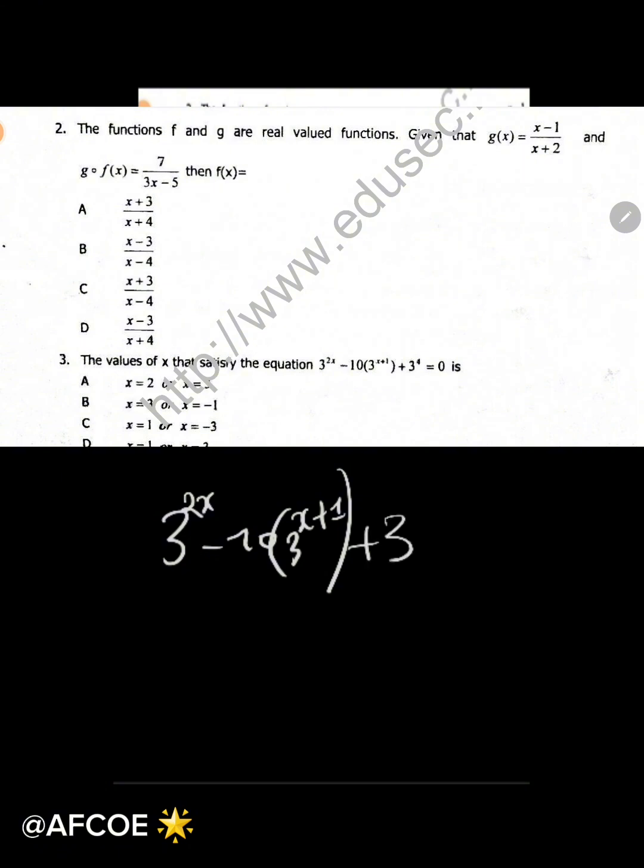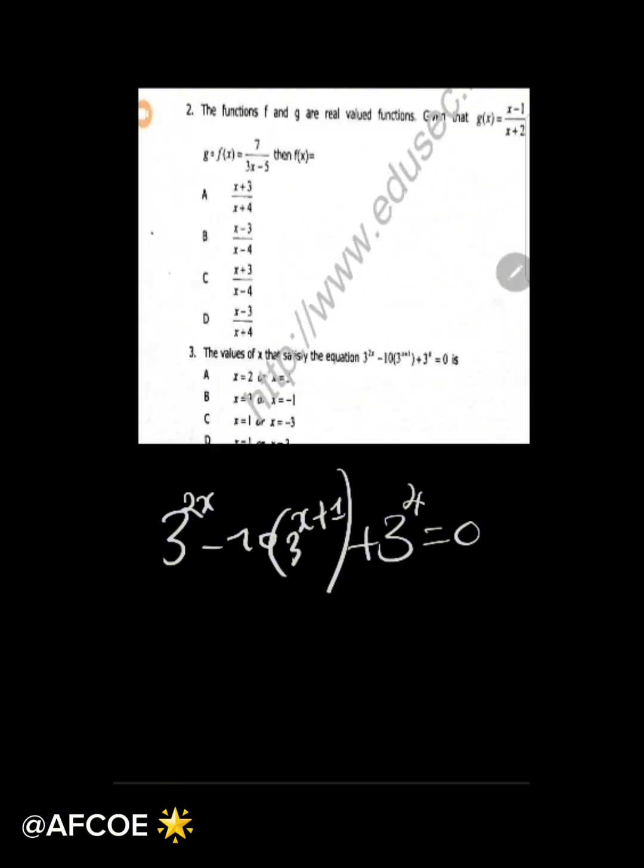Okay, let us begin. So we have been given the equation 3^(2x) minus 10 times 3^(x+1) plus 3^4 equals 0. That is, we should find the values of x that satisfy this equation.